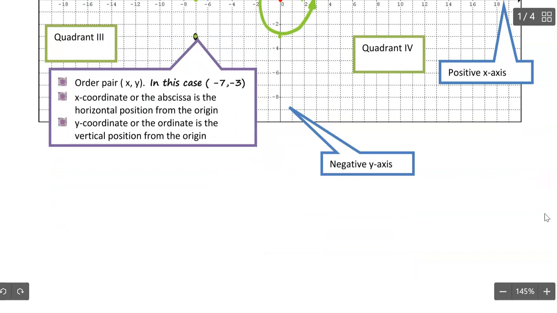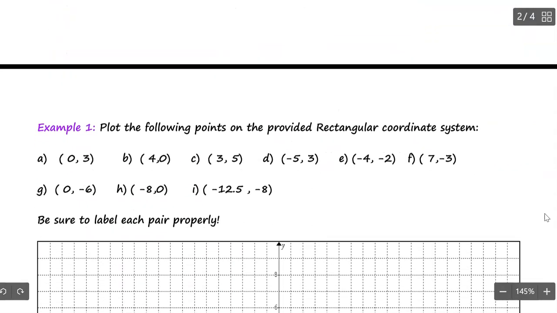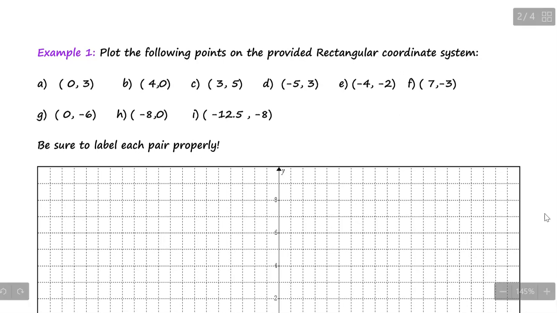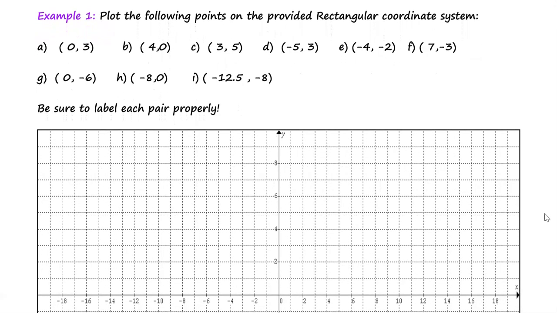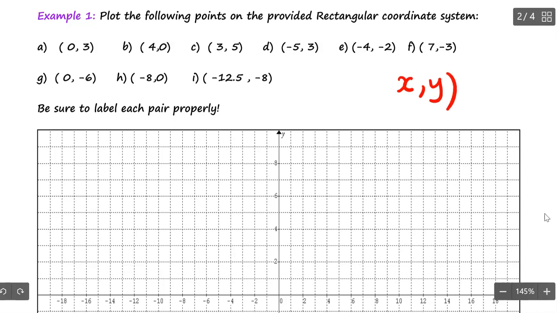In this example, we are going to plot the points on the provided rectangular coordinate system. We are going to plot all of the following points on this rectangular coordinate system. Just before we get started, let's remind each other that the ordered pair will have the x come first and then the y. x and y always come in this order. So now let's start with the ones that have 0 as one of their values, either x or y. So I will start with a, b, g, and h.